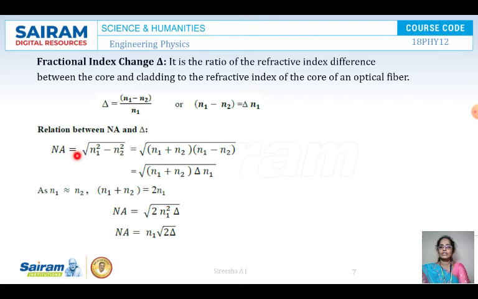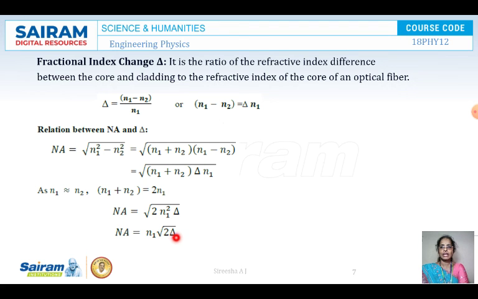We know that NA is equal to root of n1 square minus n2 square. It is in the form of a square minus b square, so it can be written as a plus b into a minus b. Here we are replacing n1 minus n2 as delta n1. Since n1 is approximately equal to n2, n1 plus n2 can be written as 2 n1. So this equation reduces to NA is equal to root of 2 n1 into delta n1, giving NA equal to n1 into root of 2 delta.